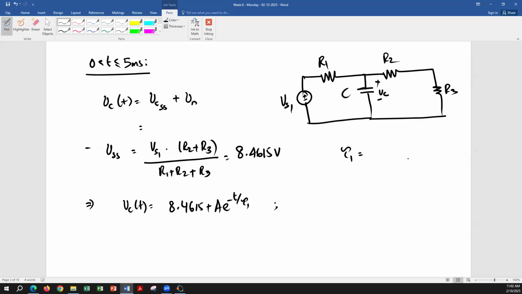Not this circuit. The next circuit is going to have another tau. For this one is tau, the first tau, so I'm calling it tau 1. But for the next phase, the circuit is going to be different, so that value of tau will be different as well. No, I said this circuit, right? This circuit. R1 plus R2 in parallel with R1 times C.